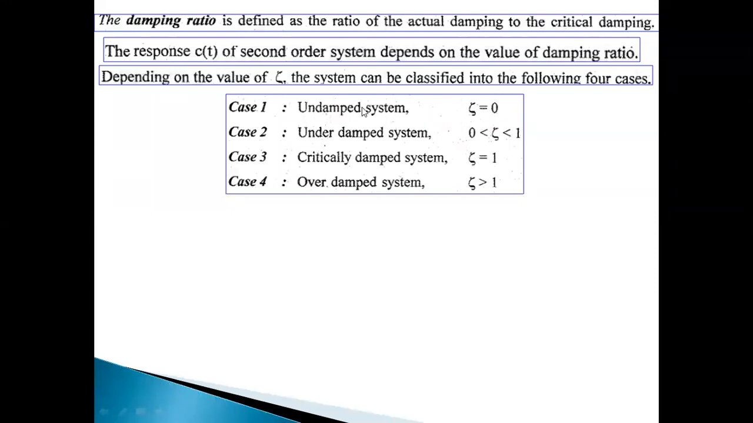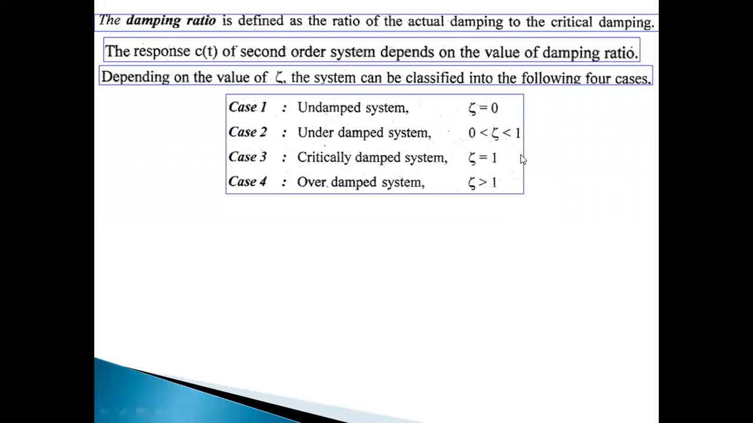So when zeta is equal to 0, undamped response. When zeta lies between 0 to 1, underdamped response. Most of these systems come under this case. That's why this is a very important case. Third case is critically damped case where zeta is equal to 1. This is an almost ideal case. Without any damping, it reaches the final value. Then the overdamped case. So mainly there are four cases.